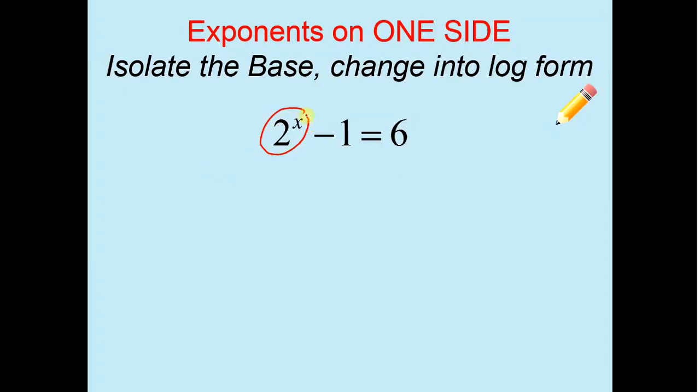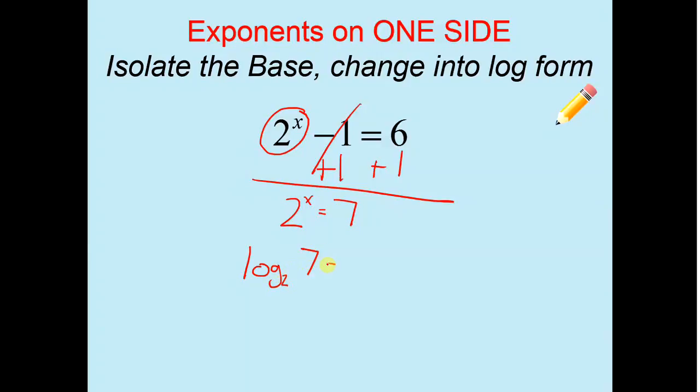I want this all alone. So I'm going to add 1 first. And you're going to get 2 to the x equals 7, right? 6 plus 1, 7. I am stuck in exponential world. I can't get to x. So let's jump to log world. So that's log base 2 of 7 equals x. Marvelous. I have gotten to that form.